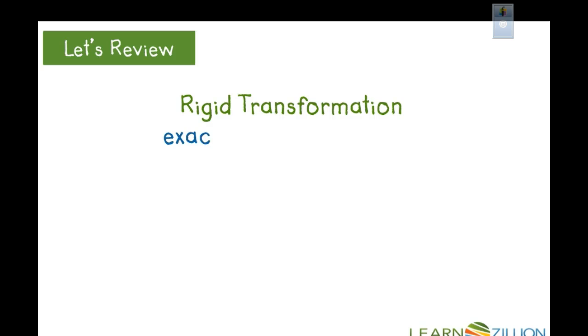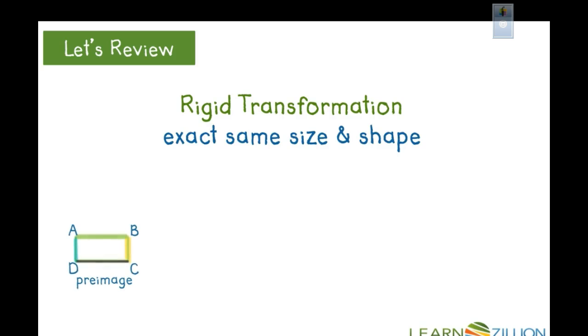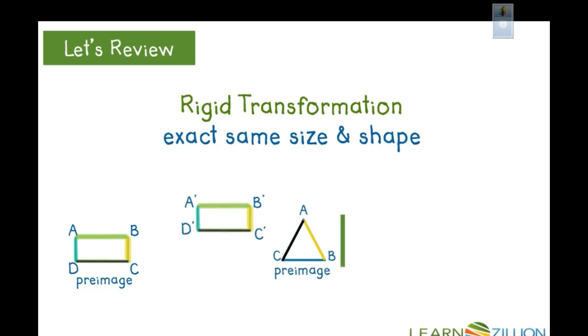When we discussed translations, reflections, and rotations, we said that they were rigid transformations because no matter how we slid, mirrored, or turned the figure, it stayed the exact same size and shape as the pre-image.